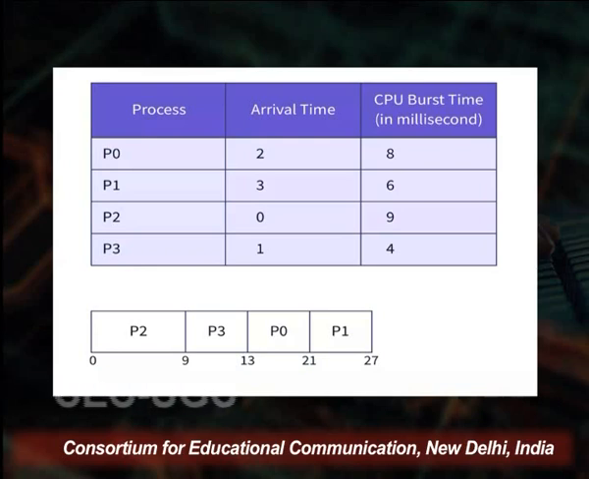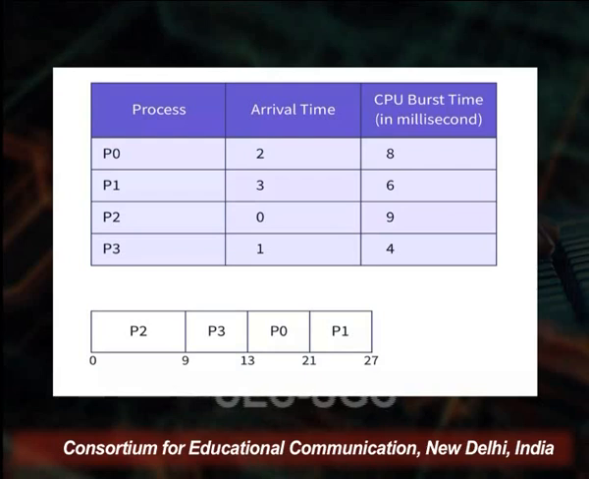Now if we see the arrival time, P2 has the earliest arrival time, which arrives at 0. So P2 has been given the processor. P2 needs the processor for 9 milliseconds. So in the queue given under the table on the screen, at the 0th second P2 has come up and started its execution, and runs till 9 milliseconds, because that was the CPU burst time it was looking for.